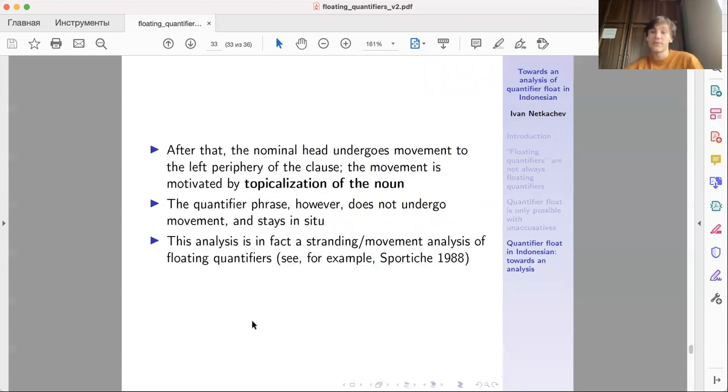Well, so the subject of an unaccusative predicate is base generated as a VP complement, and after that, the head of the noun phrase, or like the part of the nominal, undergoes movement to the left periphery of the clause. And this movement is motivated by topicalization of the noun. However, the quantifier phrase does not undergo movement because it is not topicalized. It gets stranded or it remains in situ. And this is how those constructions with floating quantifiers are generated.